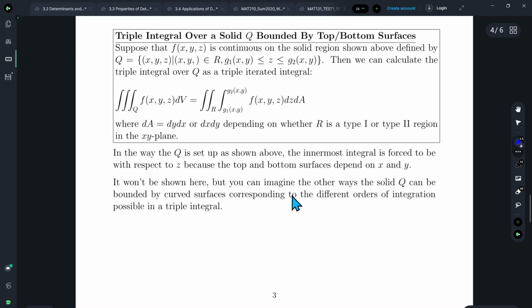Okay, so that's the basic idea. So next we're going to take a look at an example where we calculate an integral like this.